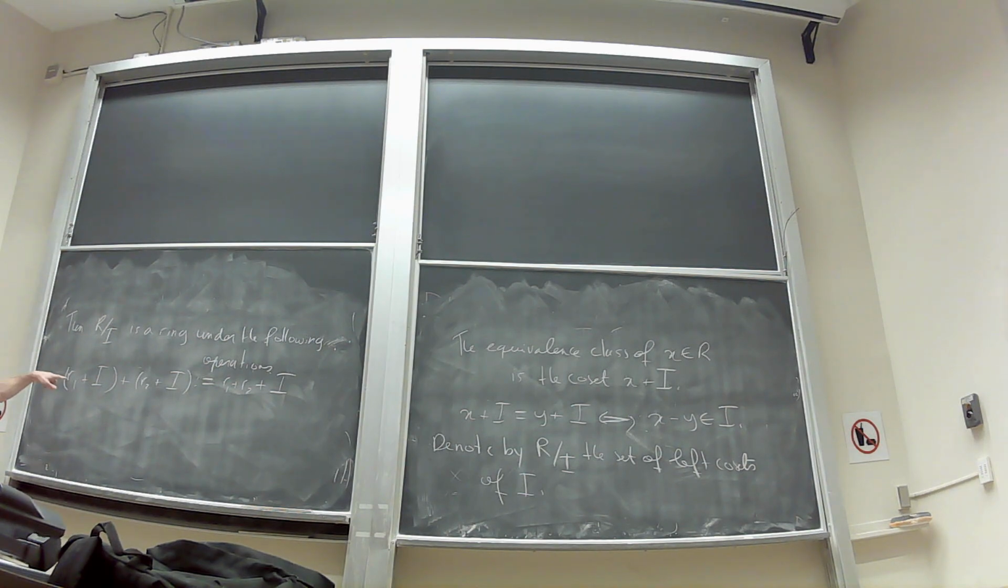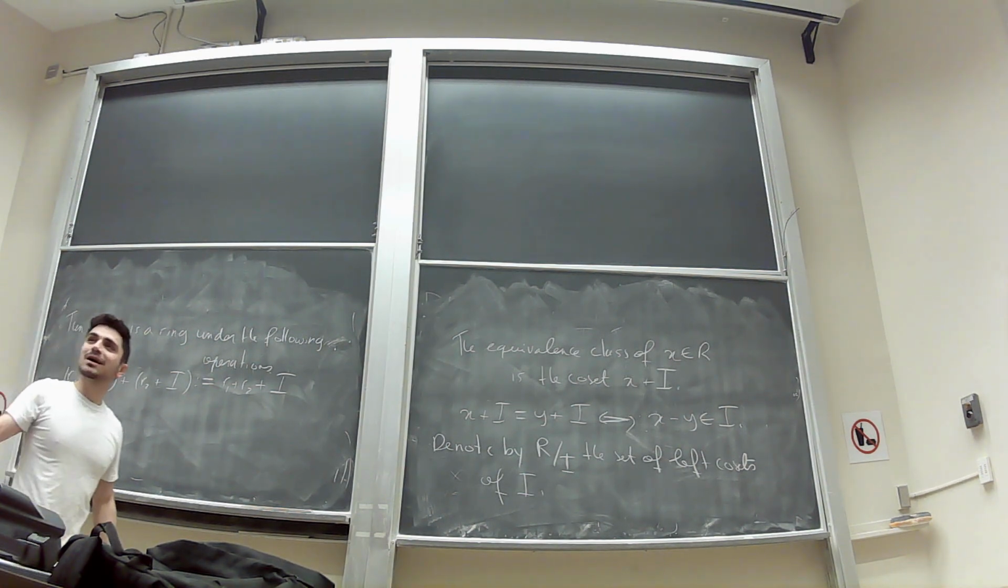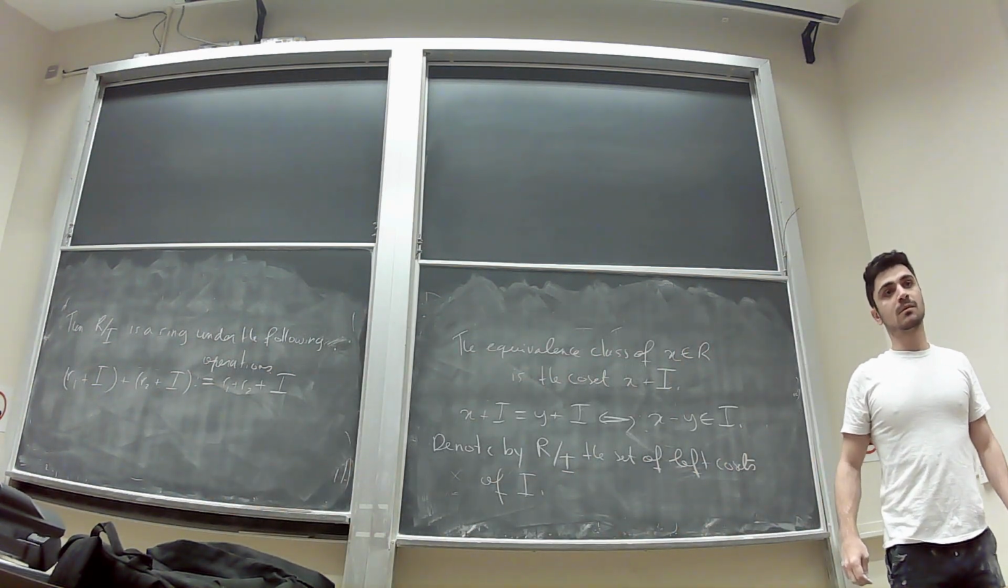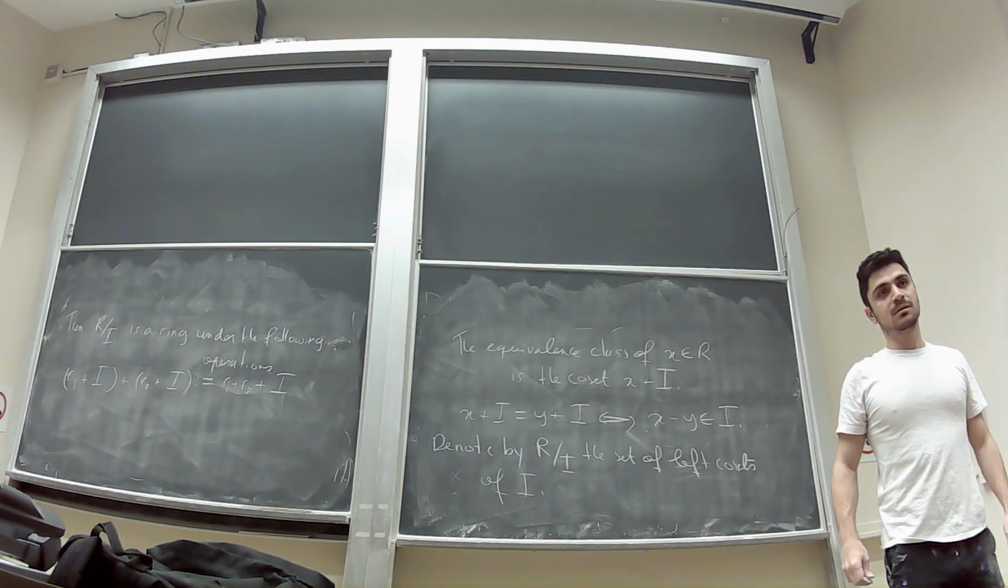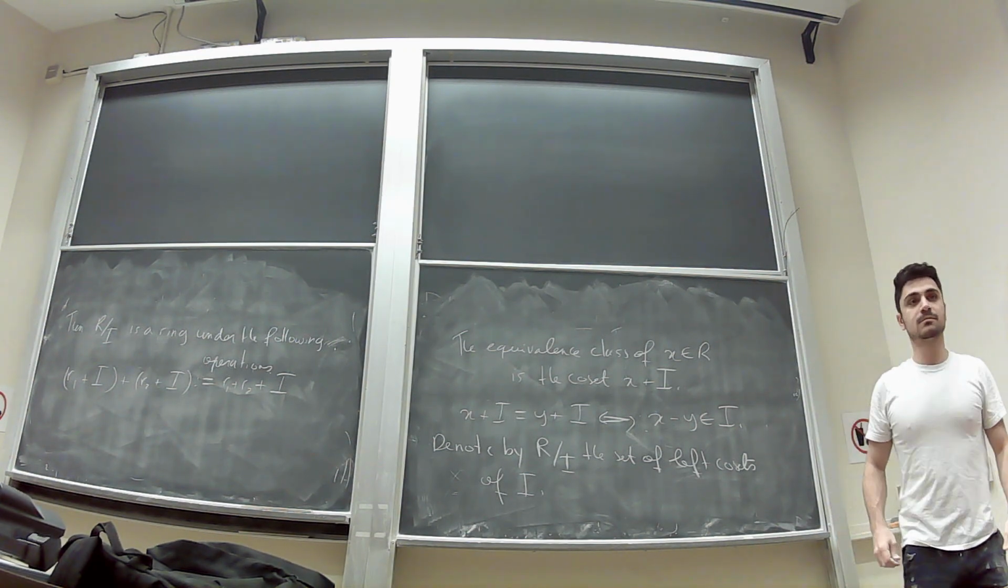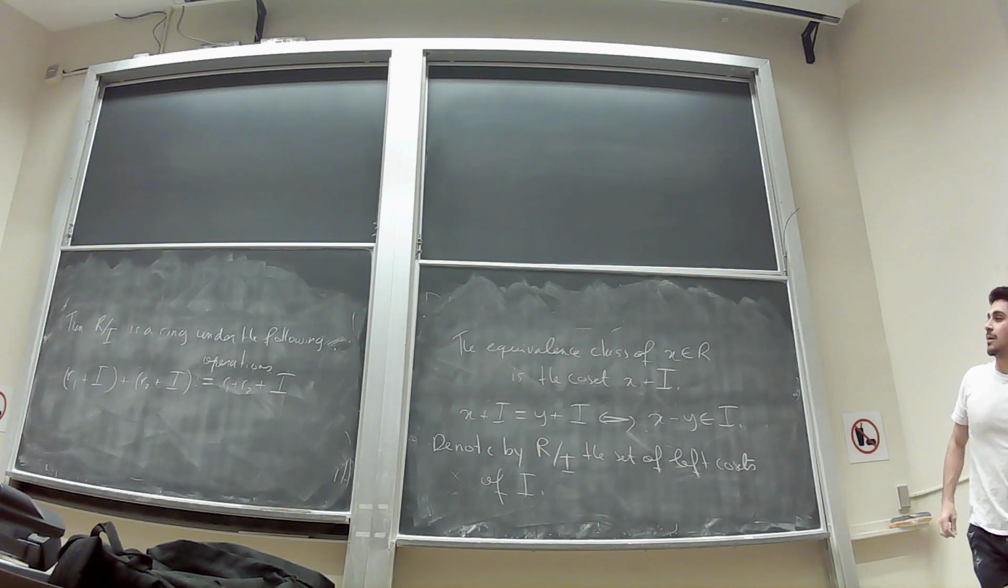If H is a normal subgroup, XH times YH is equal to XYH. Wait, I is a normal subgroup of R? Yes. We haven't seen that, but R is abelian, so every subgroup is normal. Right? Okay, I see.